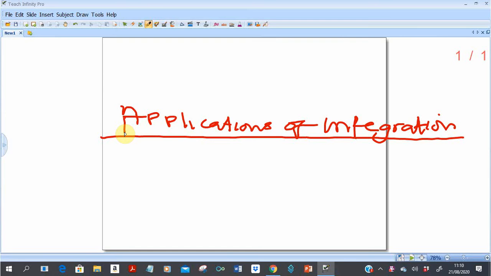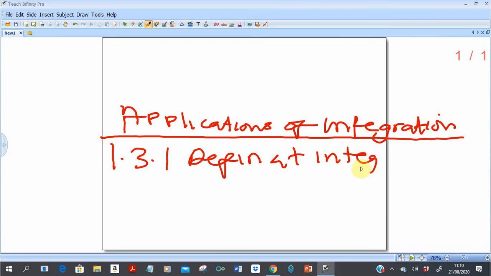We should be able to recognize what technique to use when given a problem to integrate. Okay, so the first thing that we do under this is look at definite integrals. Okay, so definite.